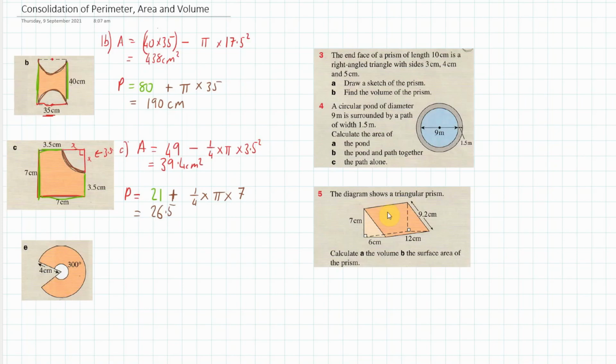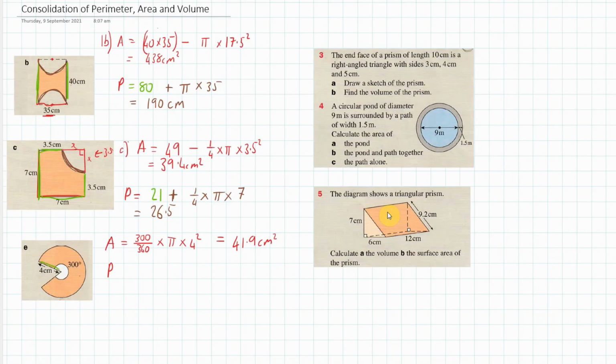For part E, the area of this is going to be, now we've got almost a whole circle. The fraction we've got is 300 out of 360 degrees, and we're going to times it by pi r squared, and r is 4 in this case. Now what does this give us? When we chuck this in, we get to three significant figures 41.9 centimeters squared.